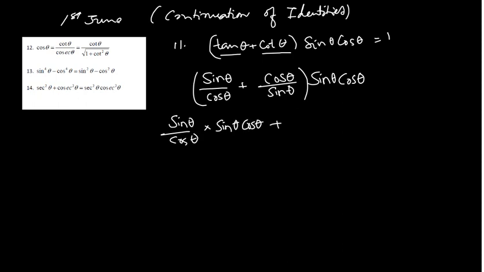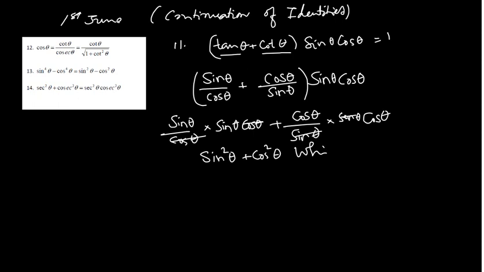plus cos theta over sine theta multiplied by sine theta cos theta. So this gets cancelled here and this gets cancelled here. You're left with sine square theta plus cos square theta, which is 1, as per the identity.